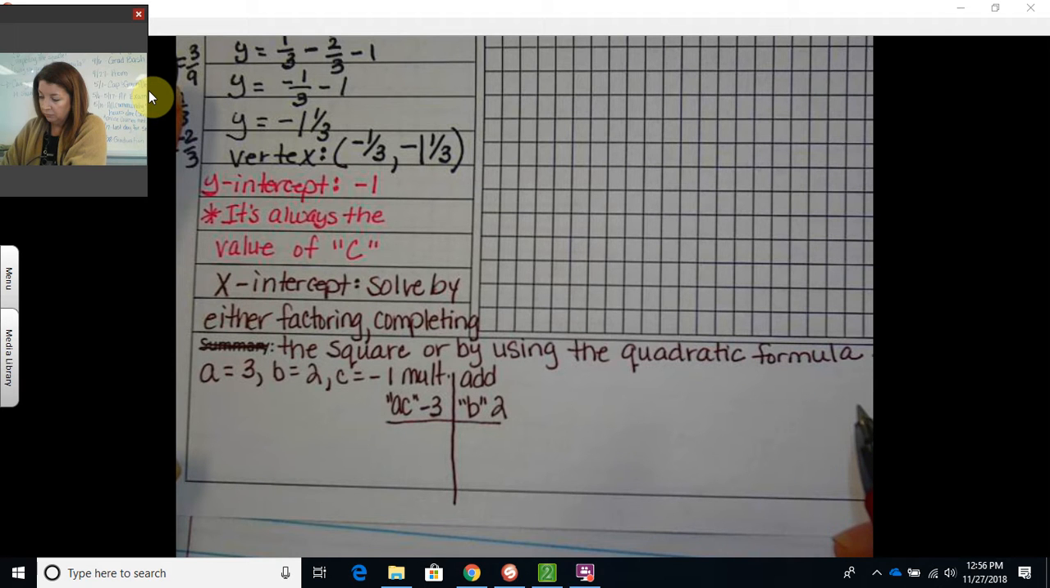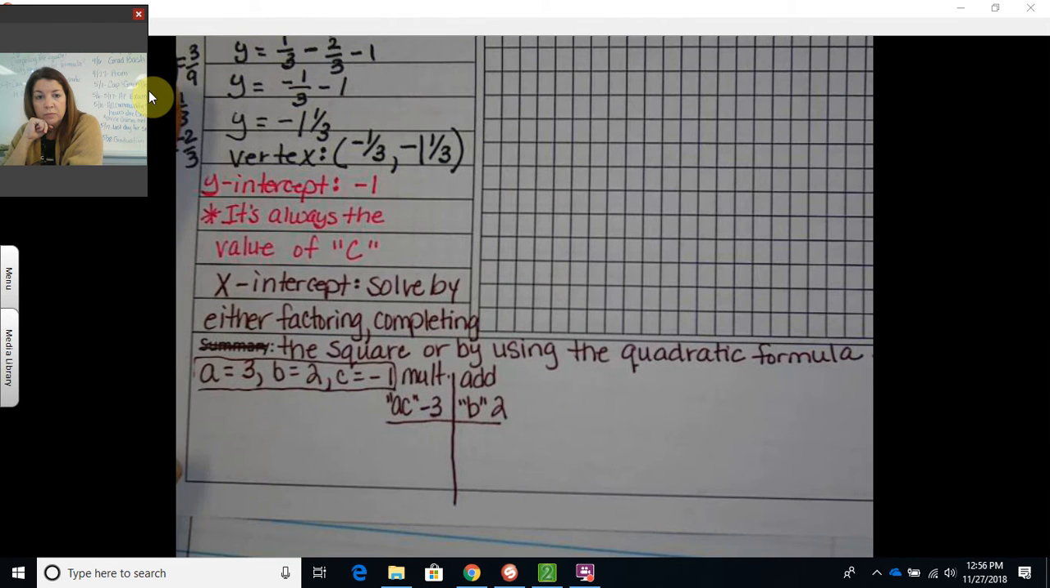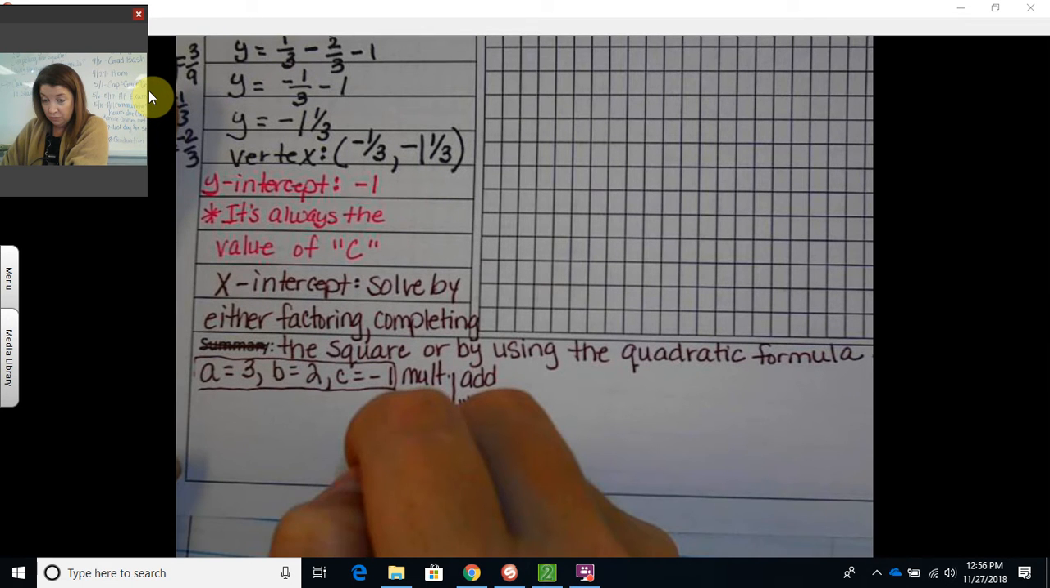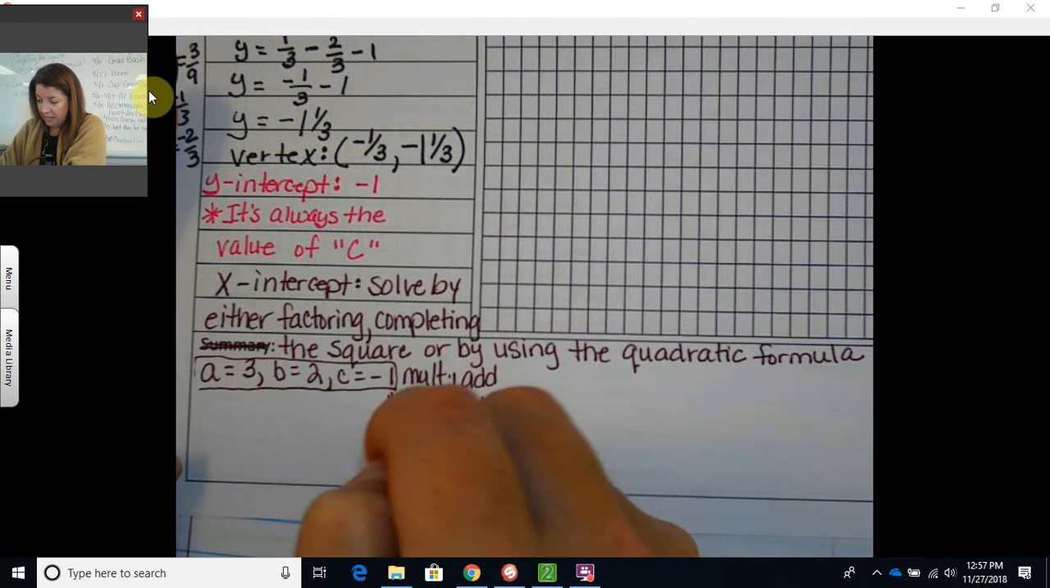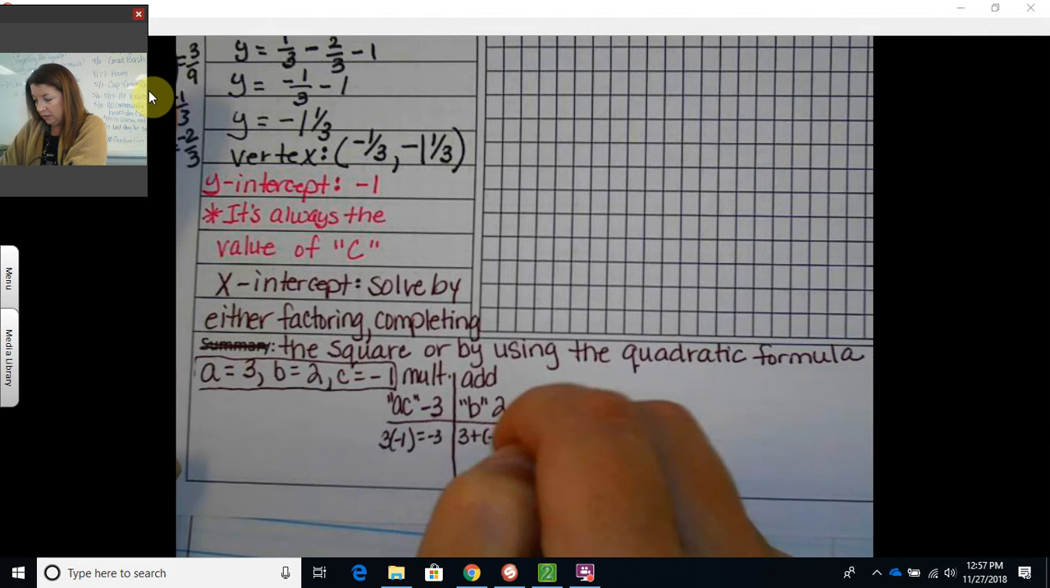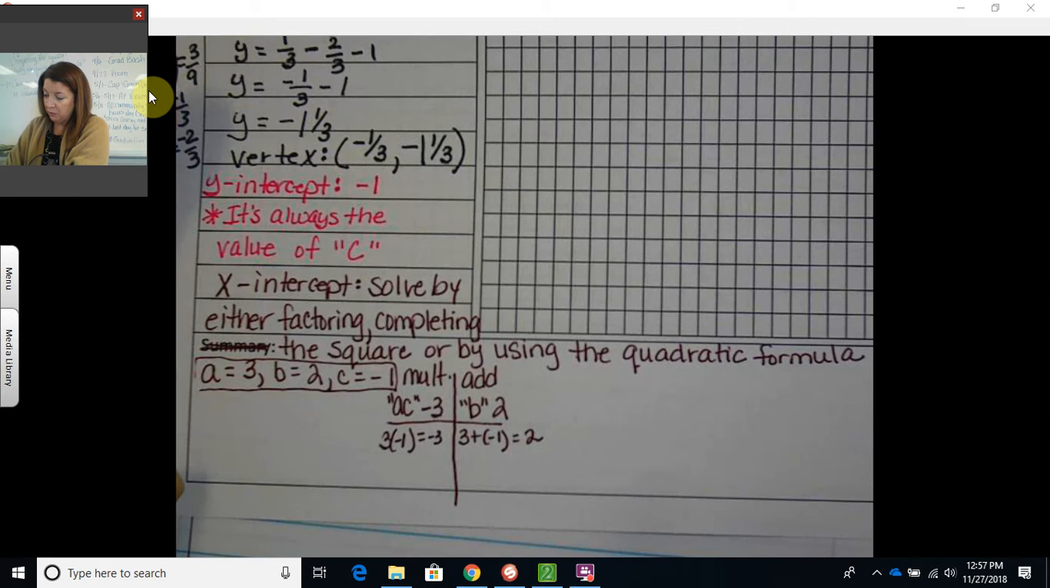Any ideas? B is what? B is 2. -3. Which? +3, -1. Yeah. +3 and -1. Let's see. 3 times -1 is -3. 3 plus -1 is +2. So yep, that works. So remember, we make our two parentheses.